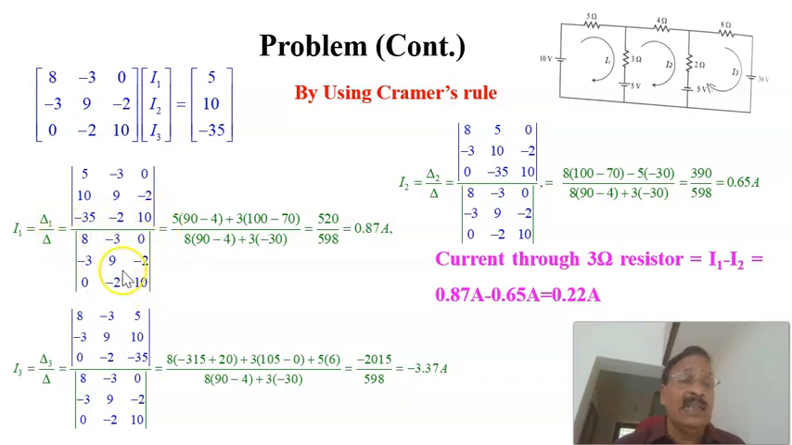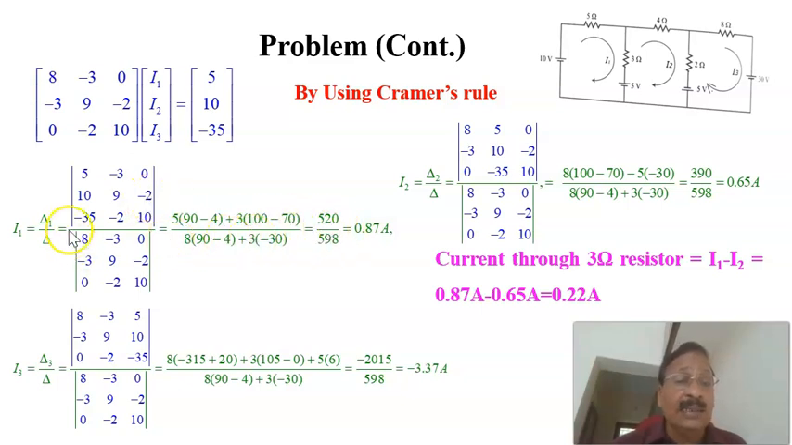The ratio of these determinants is equal to the mesh current I1, by Cramer's rule. Therefore, we are finding the determinant of that one, written here: 5 into 90 minus, of course, minus 4 plus, here minus signs will come, minus 3. That is why it is plus 3 into, again, 10 into 10, 100, minus 35 into minus 2, equal to 70.